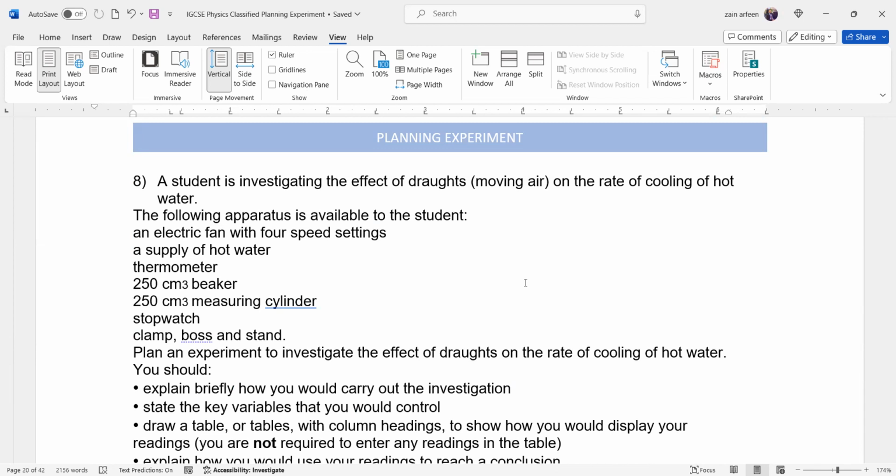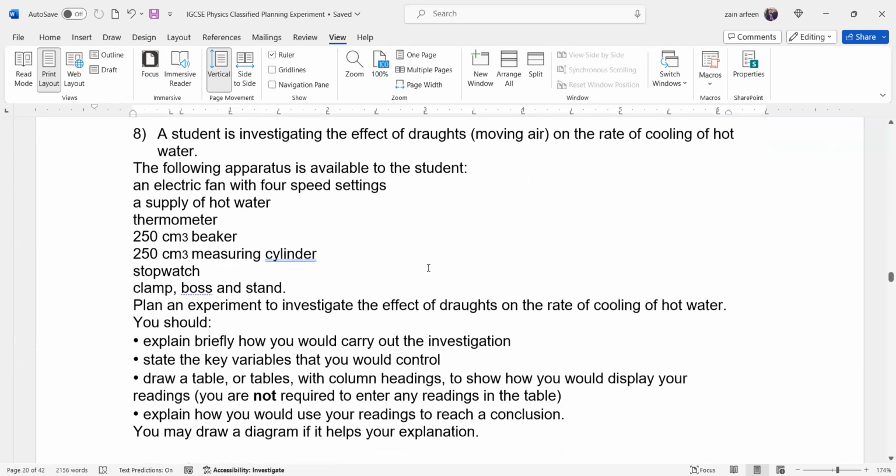Okay. So here in this question, a student is investigating the effect of a draught or moving air on the rate of cooling. Like how moving air can affect the rate of cooling. And we know it's obvious, if higher wind speed is there, the substance or object will cool down much quicker. The following apparatus is available to the student.